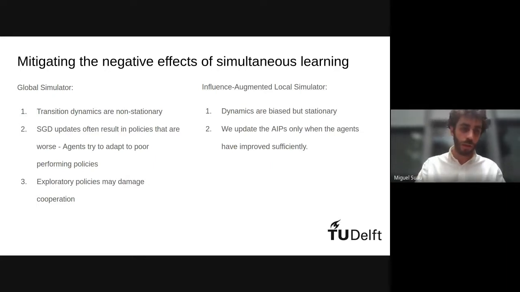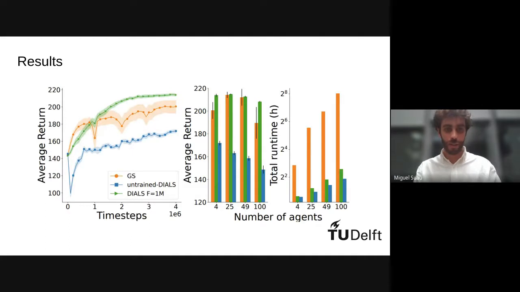And we also solve this issue by deciding when to update our approximate influence predictors. So we only update them when we know that the policies have improved sufficiently. Okay, these are again hypotheses to explain the results that I'll show now.